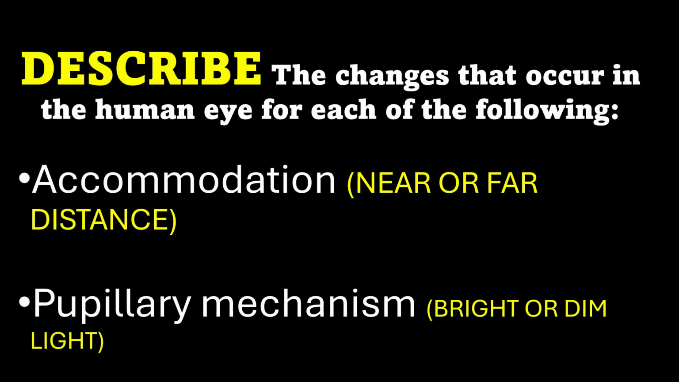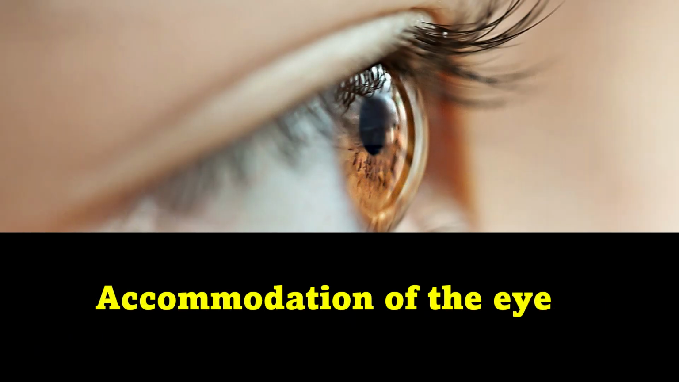So the eye functions under these two mechanisms. We have accommodation for near and far objects, and then we also have the pupillary mechanism. And these mechanisms are processes you have to describe by writing the steps under each circumstance, whether you are looking at a near object or far object, or whether you are in a bright light or dim light. You have to know accommodation deals with distance, pupillary mechanism deals with light intensity, the brightness of the eye. So let's start with accommodation.